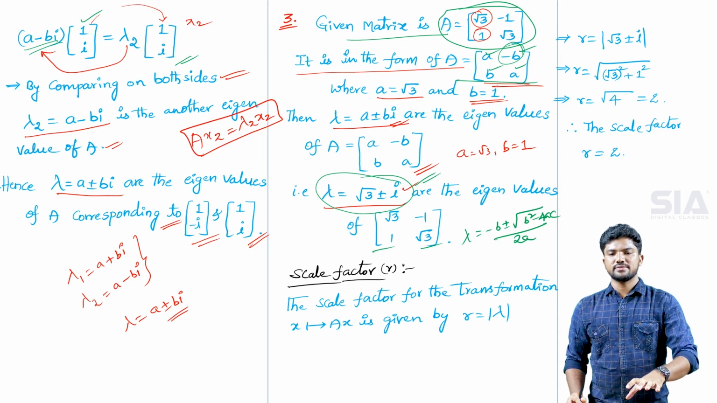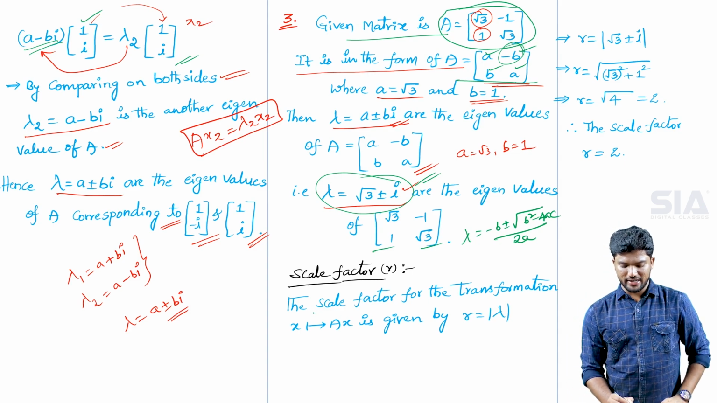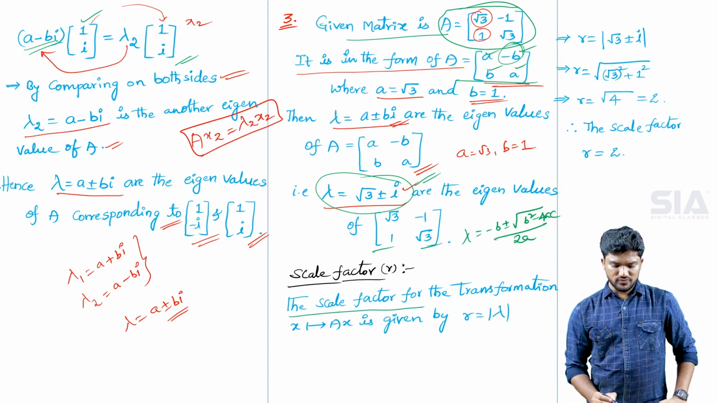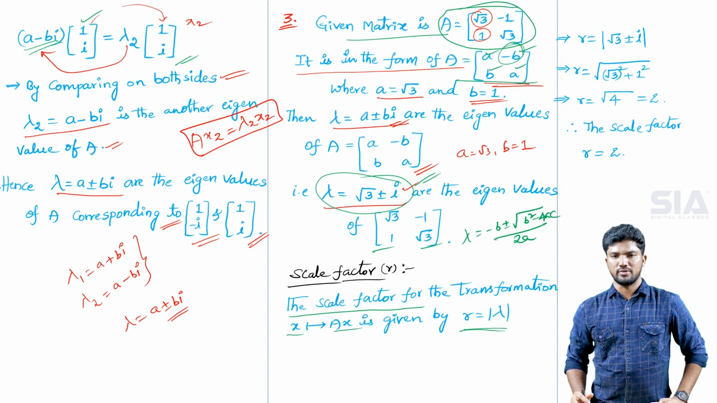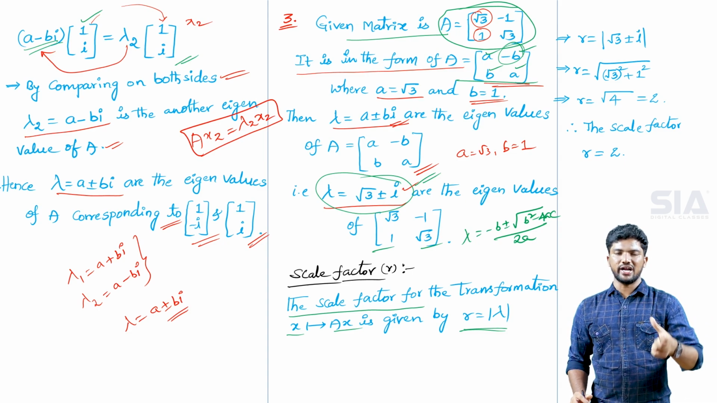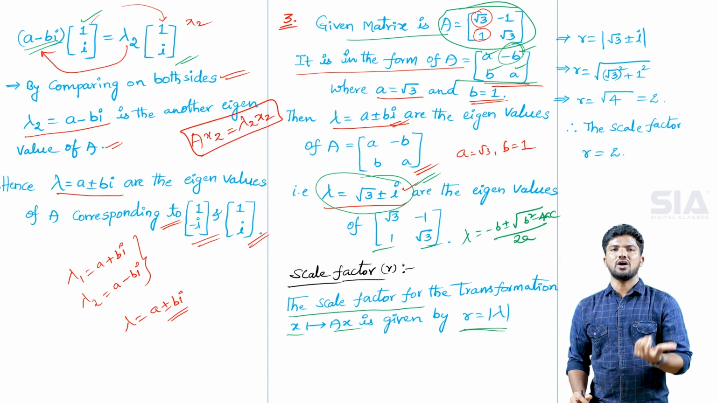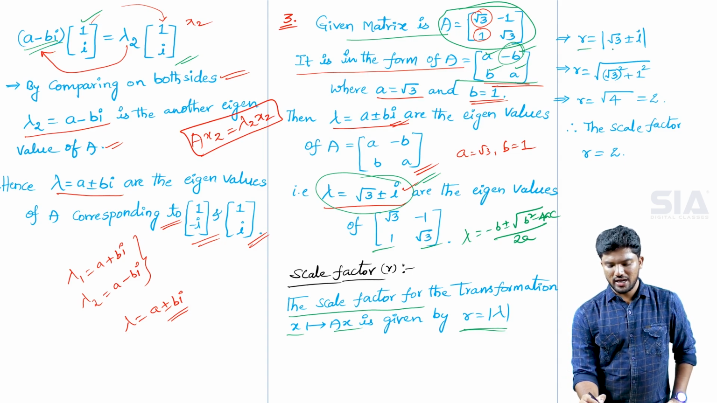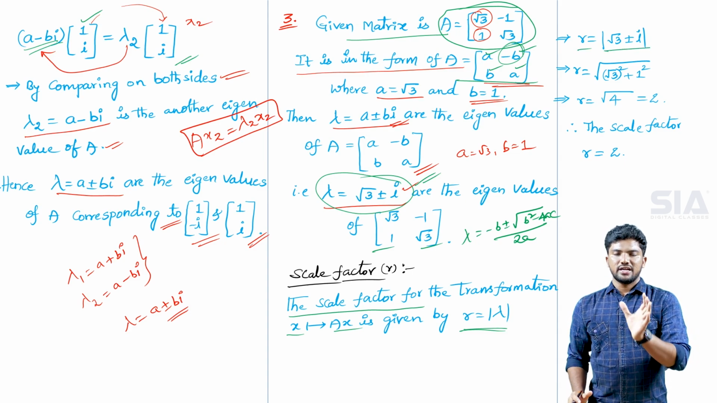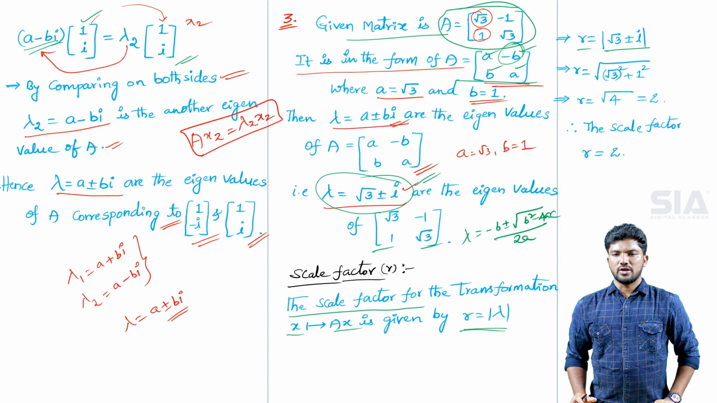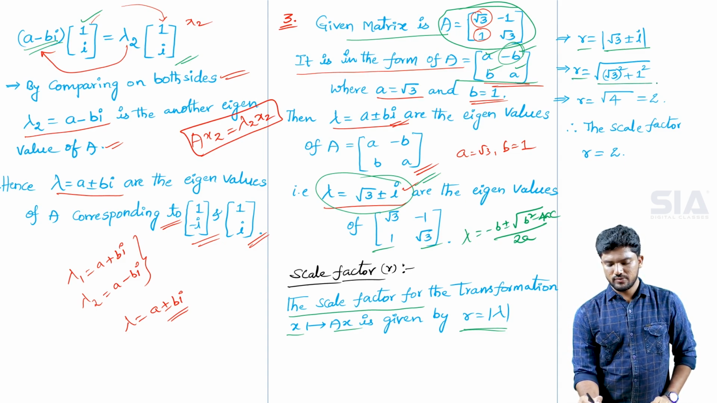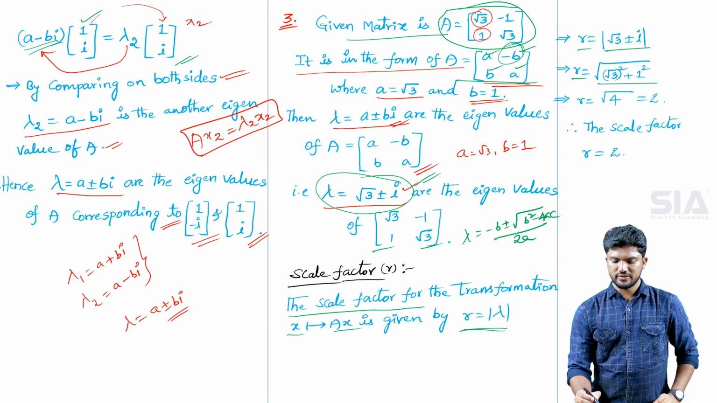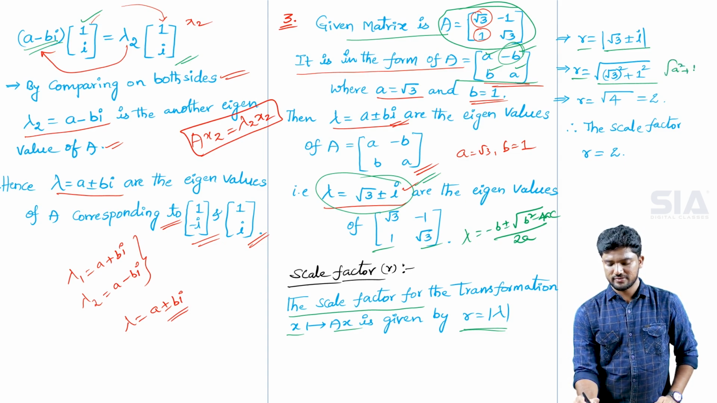Now for this matrix, first of all we are finding the scale factor. The scale factor for the transformation x to Ax is given by small r is equal to mod lambda. You know very well the definition of the scale factor: the length of the segment which joins the point a comma b and the origin 0 comma 0. So small r is equal to mod of the given complex eigenvalue root 3 plus or minus i. So small r is equal to under root of a square plus b square. This is the formula.